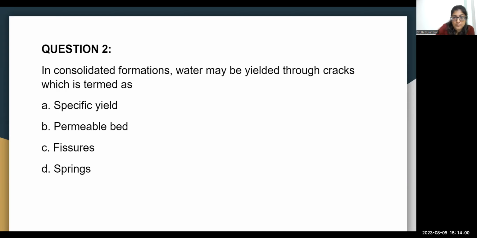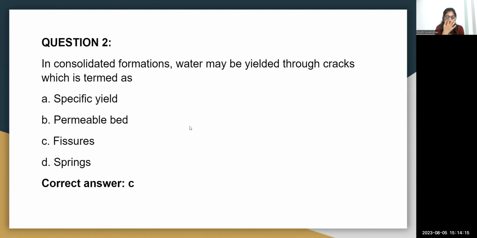Okay, it looks like there's only one answer. Thank you. So, in consolidated formations, water may be yielded through cracks, which are termed as fissures. Like Vagisha said, fissures are these cracked portions you can see in geological formations. It is through that we can get water. It is one way to get water. You can get water from other means also from these formations, but the cracks are called fissures.